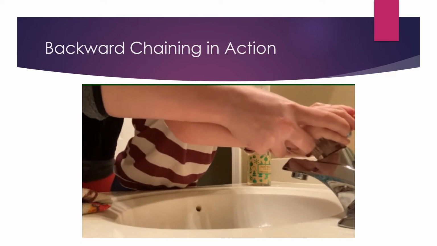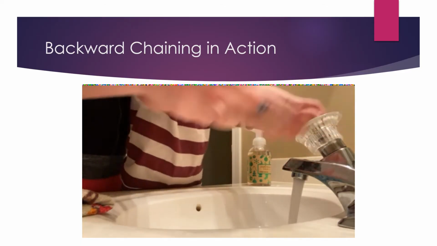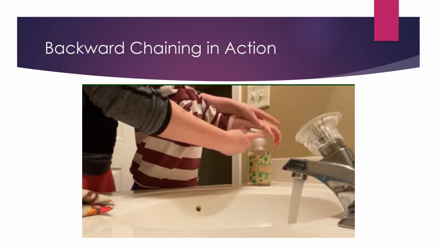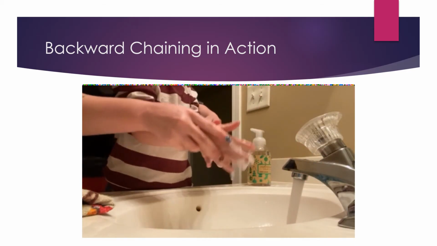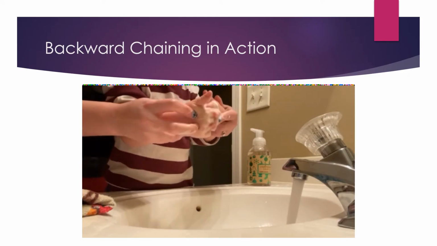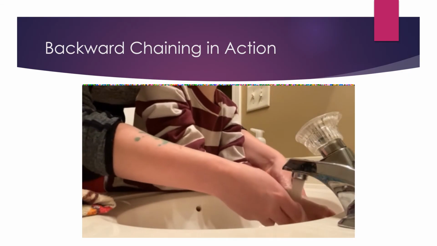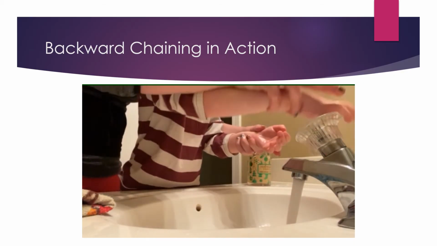All right, now we're going to take a look at backward chaining procedures for hand washing. As you see, we're physically prompting every step except the last one. When he's at an independent level with the last step, then we'll move on to the last 2 steps, last 3 steps, last 4 steps until we are at step 1.